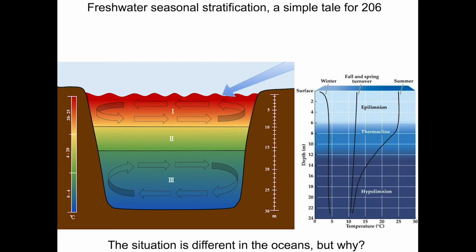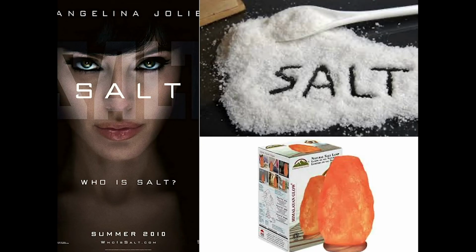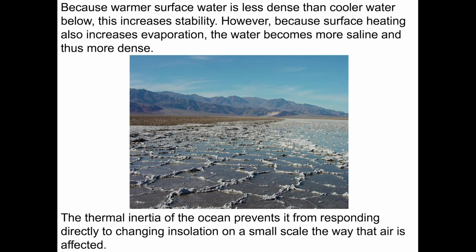The ocean is different, though. There's something about the ocean that changes this thing, throws it on its head, and that's salt. The presence of salt, of dissolved solids, of ions, increases the density of water. Seawater is denser than freshwater. Because warmer surface water is less dense than cooler water, this increases stability if the water is fresh. If the water is not fresh, as most of the water in the world, then the surface heating is also going to increase evaporation. When water evaporates, the water molecules go away. The dissolved solids stay behind. The net result is the water becomes more salty, more saline, and therefore more dense.